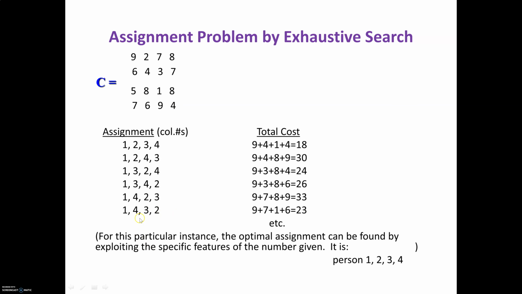Similarly, I'll take this assignment randomly: first person with the first job, second with the fourth job, third with the third job, and fourth with the second job. The first person with the first job is 9. The second person with the fourth job is 7. The third person with the third job is this one, and the fourth person with the second job is 6. The total cost is 23.